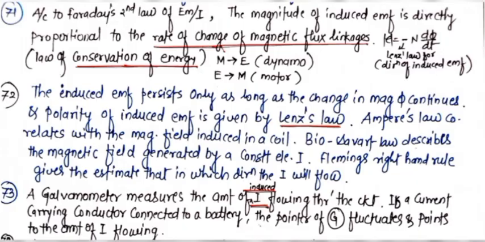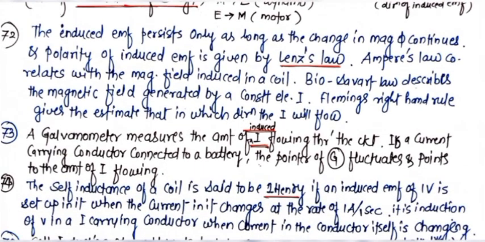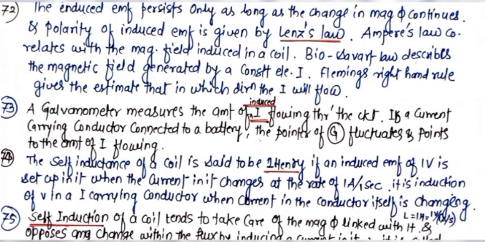The law of conservation of energy, that is mechanical to electrical, that is dynamo, and electrical to mechanical, that is motor. The induced EMF persists only as long as the change in magnetic field continues, and the polarity of the induced EMF is given by Lenz's law. Ampere's law correlates with the magnetic field induced in the coil. Biot-Savart's law describes the magnetic field generated by a constant electric current. Fleming's right-hand rule gives the estimation, that is, in which direction the current will flow.